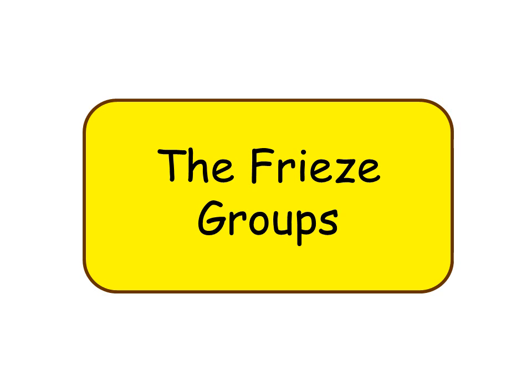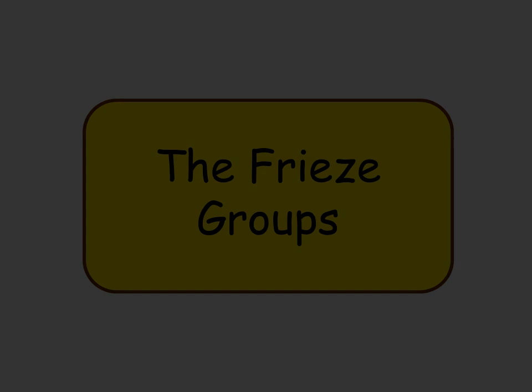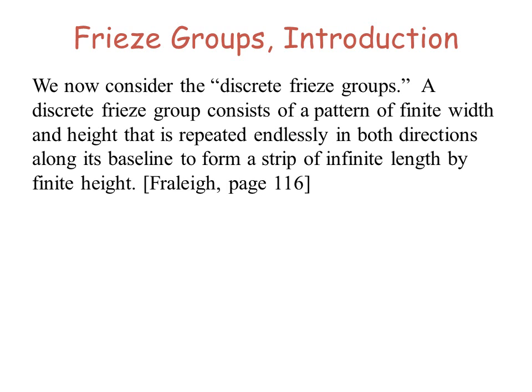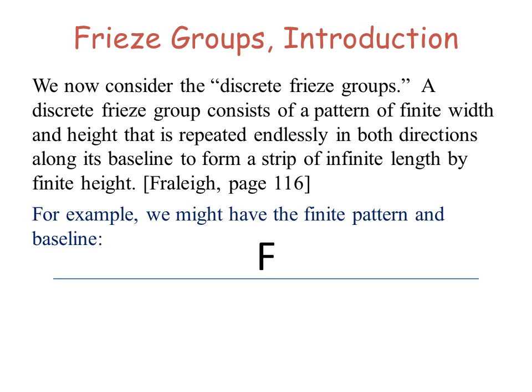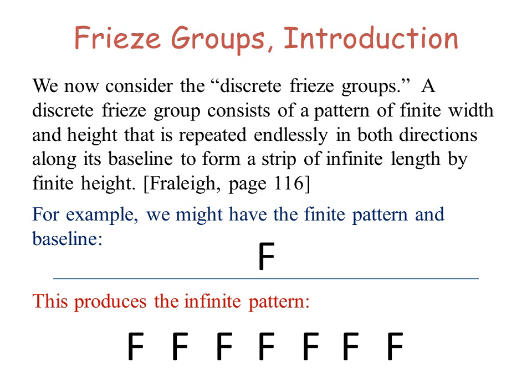The Frieze groups. We now consider the discrete Frieze groups. A discrete Frieze group consists of a pattern of finite width and height that is repeated endlessly in both directions along its baseline to form a strip of infinite length by finite height. For example, we might have the finite pattern and baseline given here. The baseline is not actually part of the pattern, but is just used to illustrate how the finite pattern is repeated. This produces the infinite pattern given here.